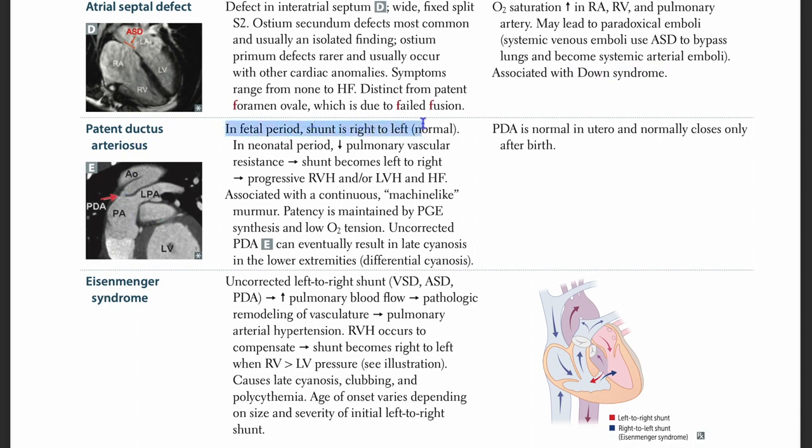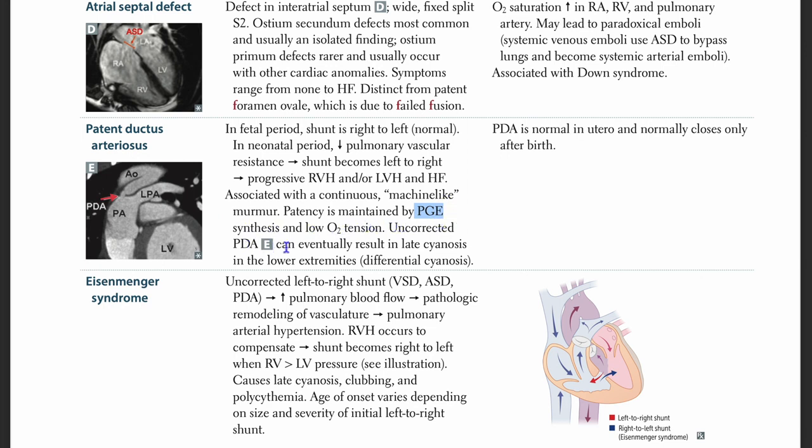In the fetal period, shunt is right to left, normal. In the neonatal period, decreased pulmonary vascular resistance, so it leads to shunt becoming left to right, progressive right ventricular hypertrophy and or left ventricular hypertrophy and heart failure. Associated with continuous machine-like murmur, you need a patent ductus for this machine. Patency is maintained by PGE synthesis and low O2 tension. Right, prostaglandin. So you give indomethacin to close this, synthesis and low oxygen tension.